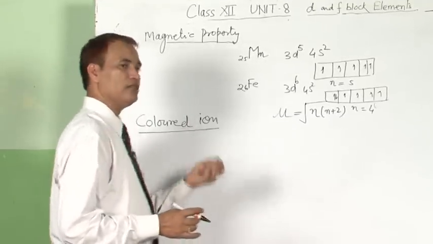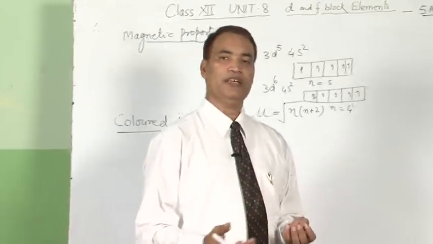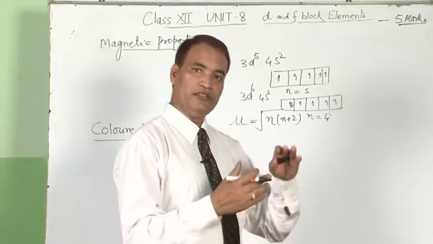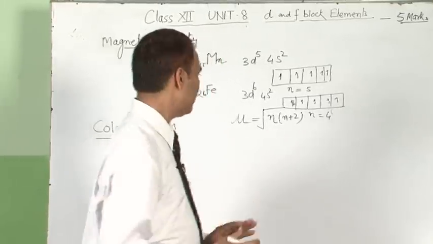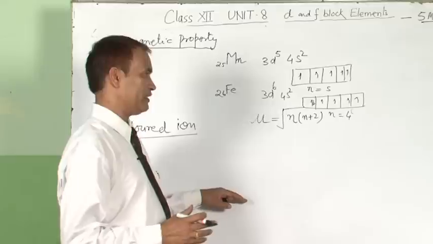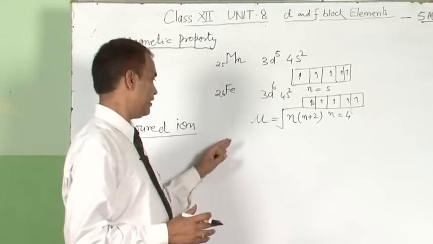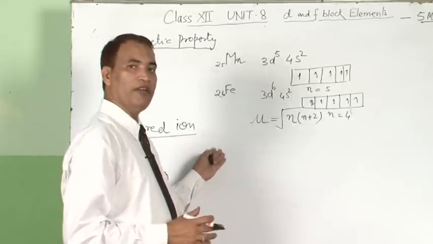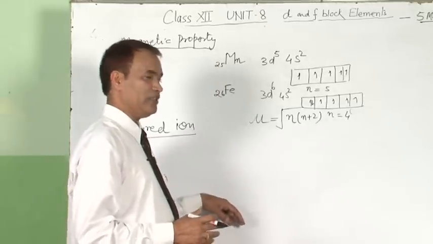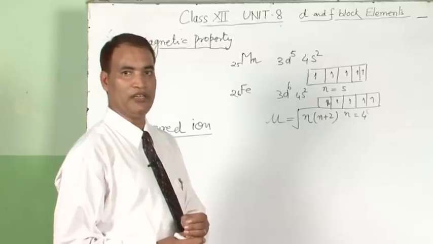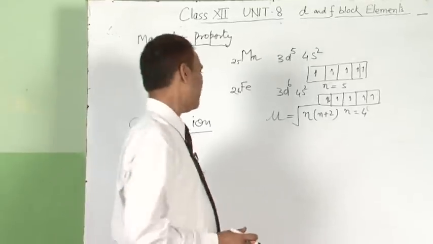These metals or ions absorb radiation in the visible region, then electrons are transited from the lower energy level to the higher, that is the two sets of d orbitals, and when it comes to its original level, it emits radiation which also falls in the visible region, that is the complementary color, which becomes the color of the ion or element.